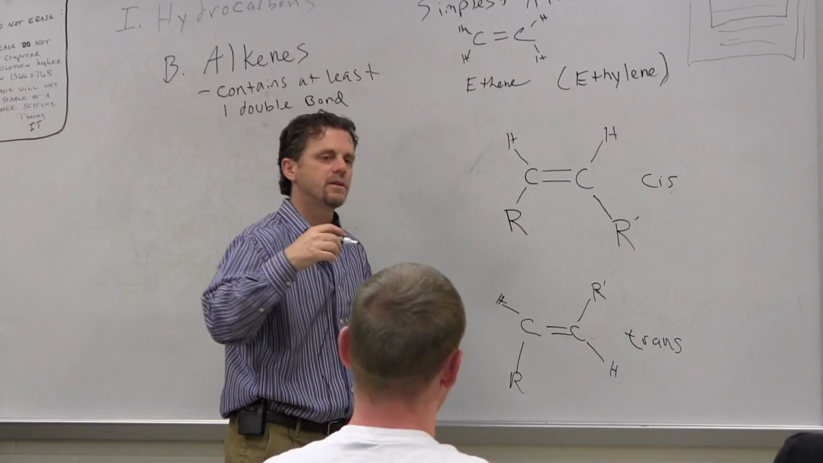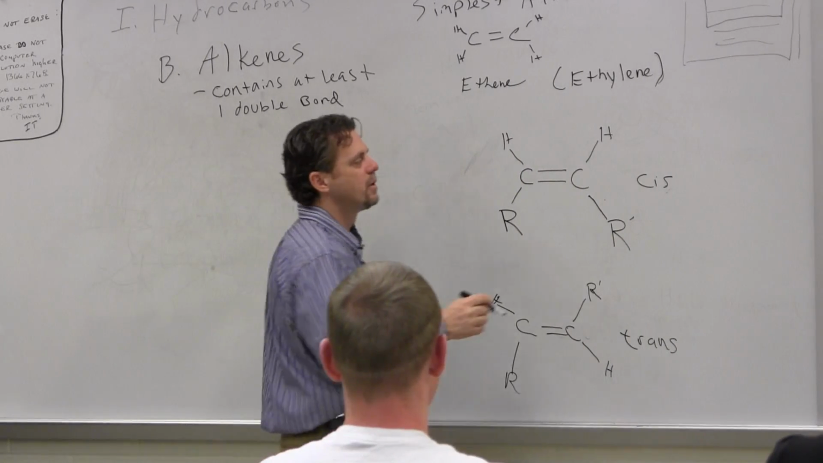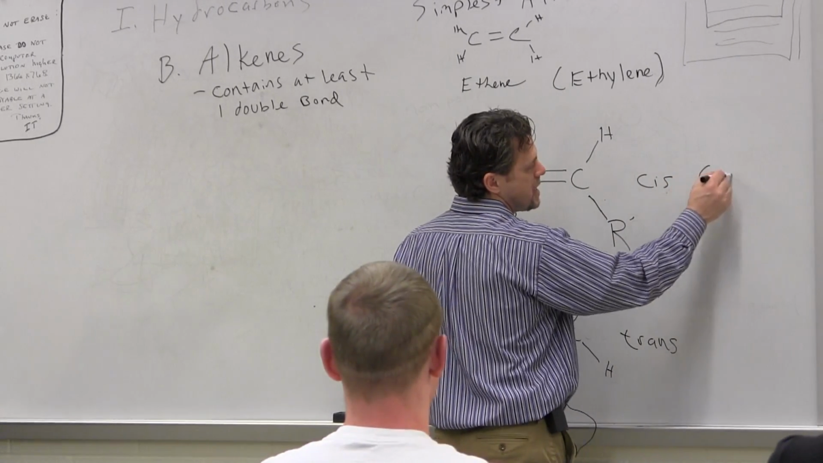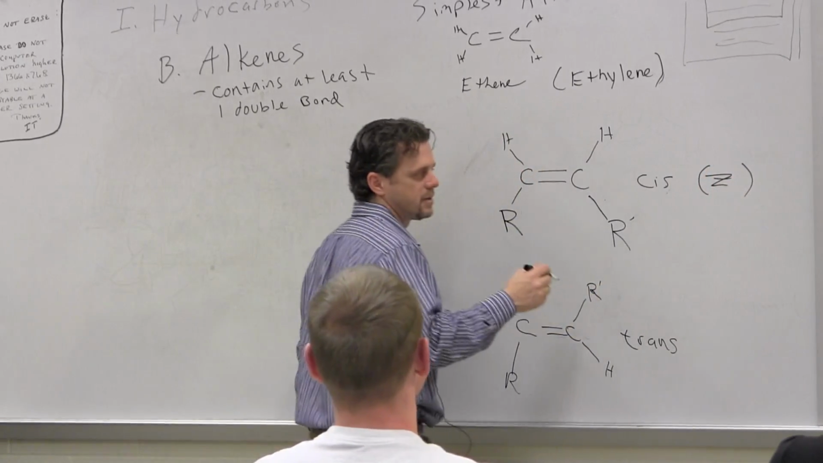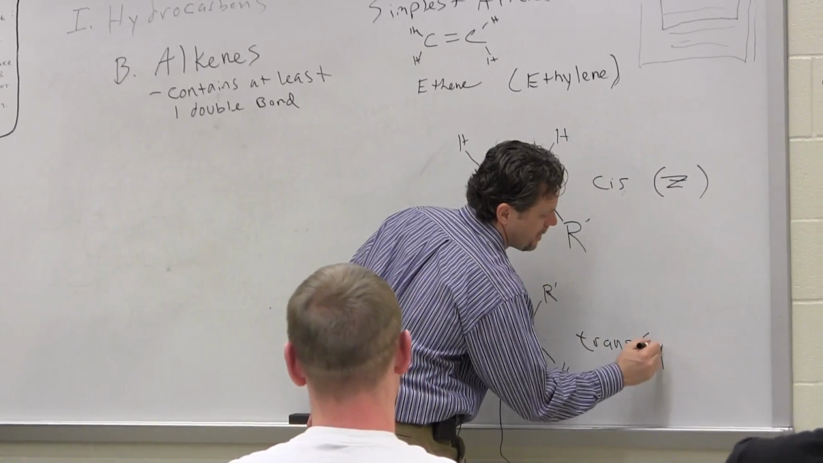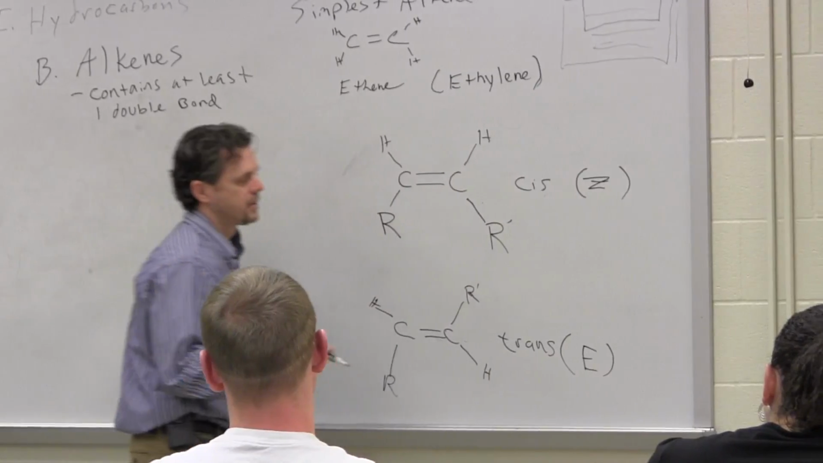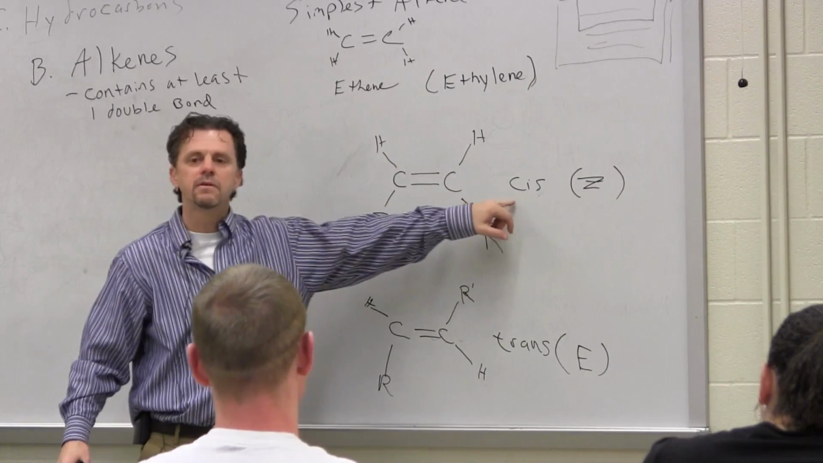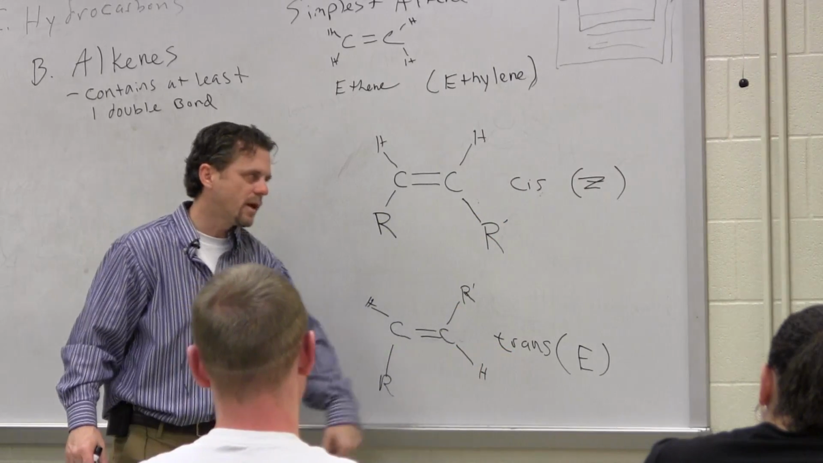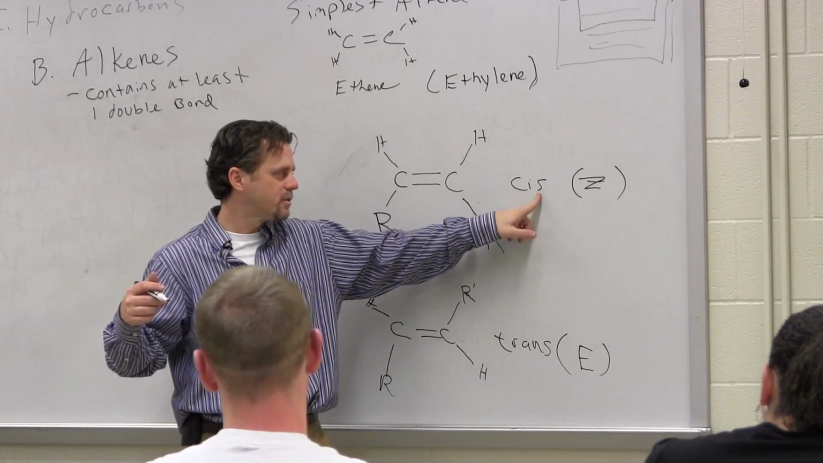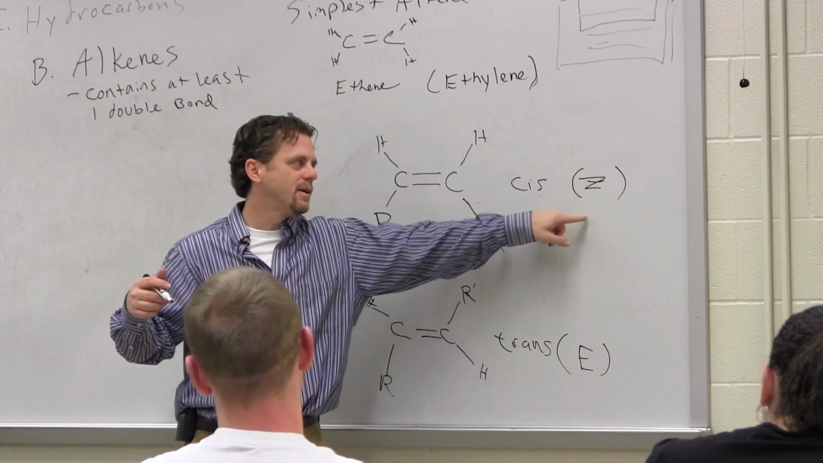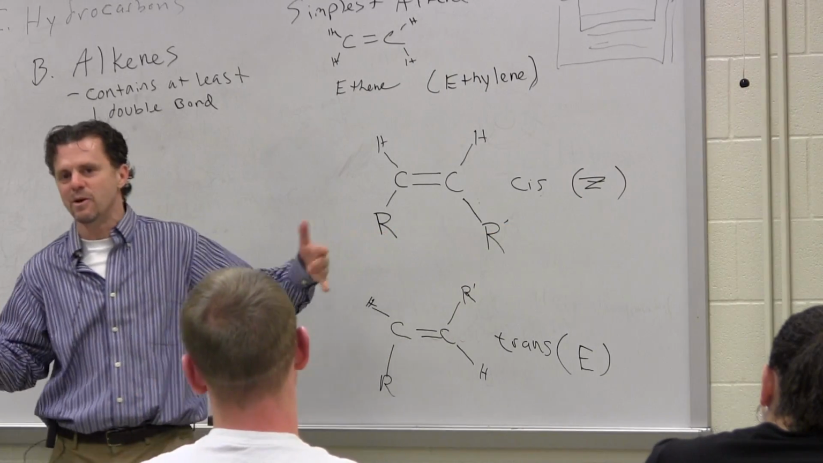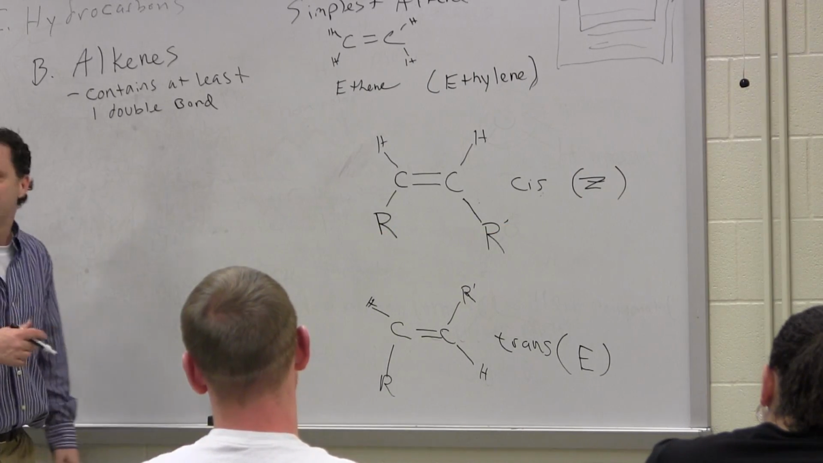Another terminology that will be used, depending on the situation, is Z or E. If you see a Z in front of a name, it means it's a cis isomer. If you see an E, it's a trans. We were always taught to remember Z equals zusammen, the German word for together.